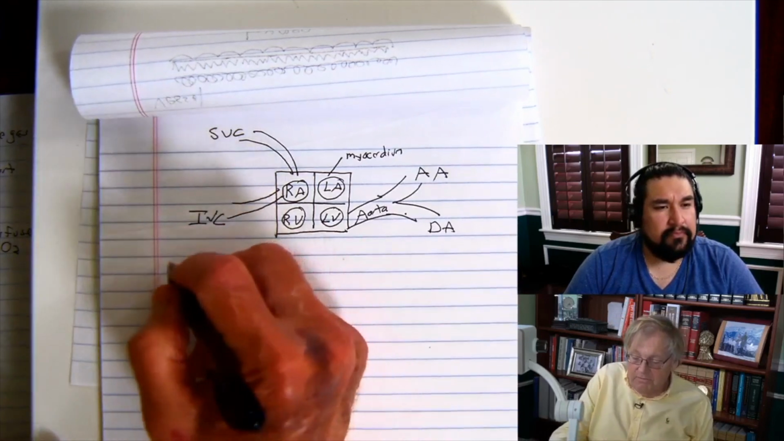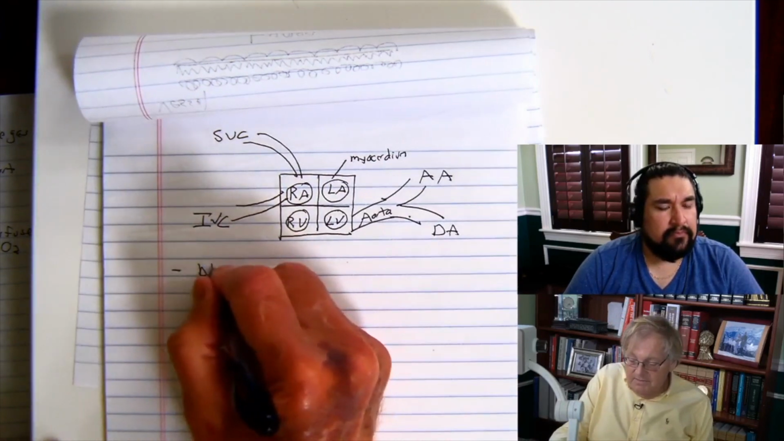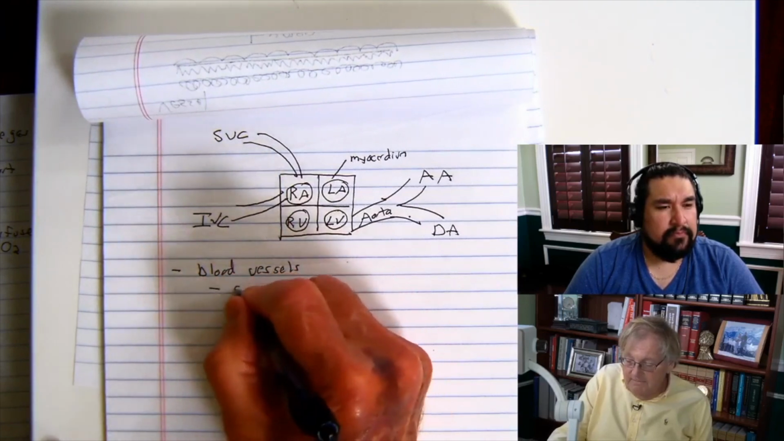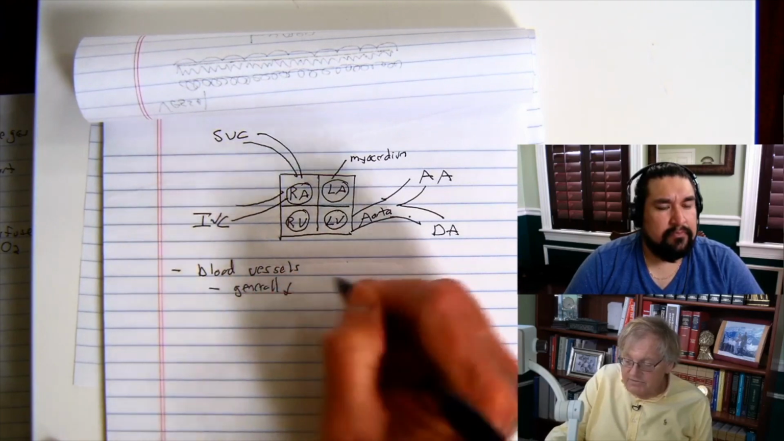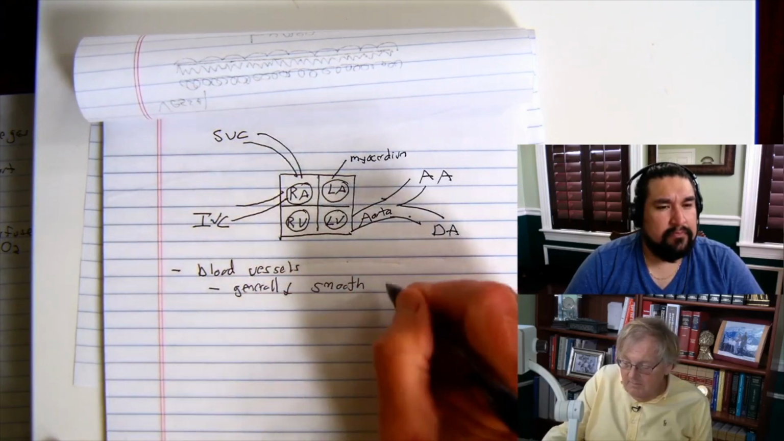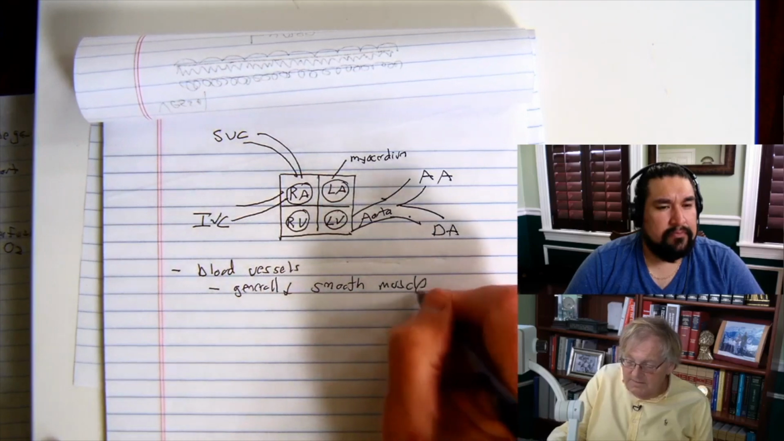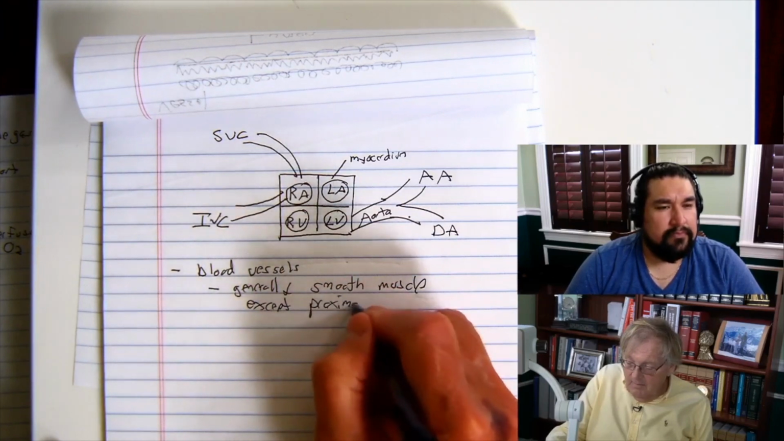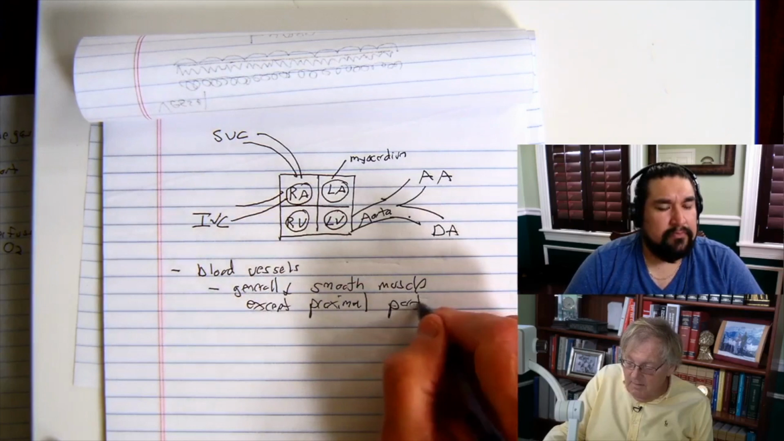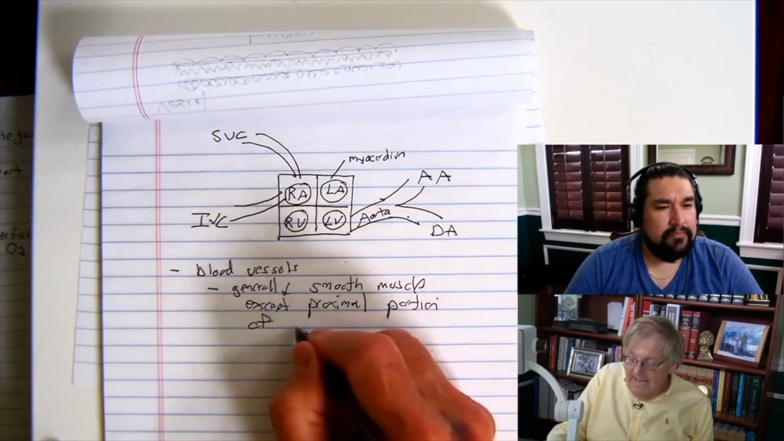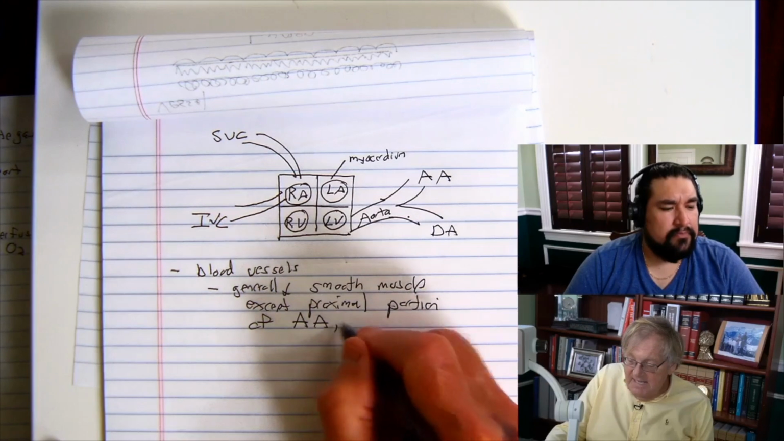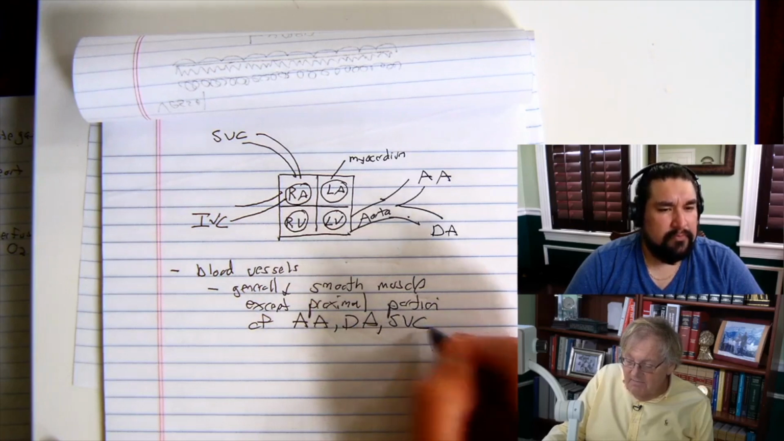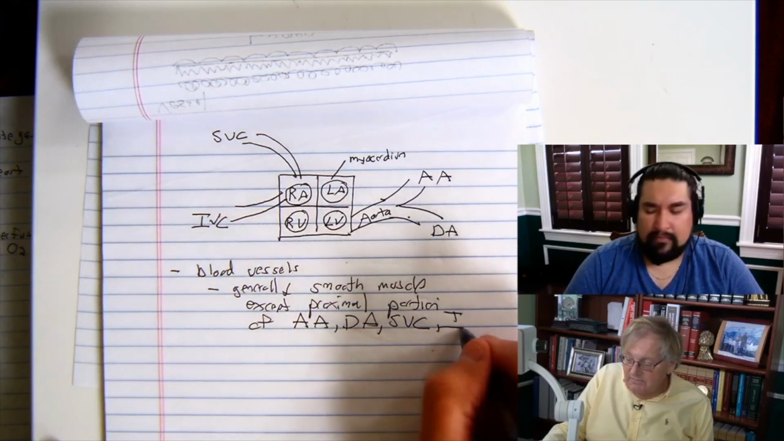So therefore, always remember that blood vessels generally are smooth muscle, except the proximal portion of the AA, ascending aorta, DA, descending aorta, SVC, superior vena cava, IVC, inferior vena cava.